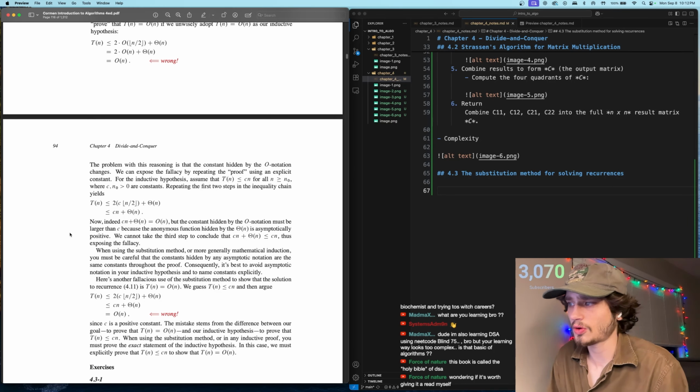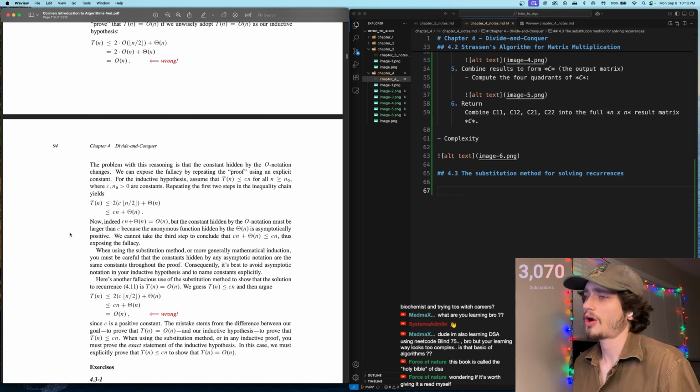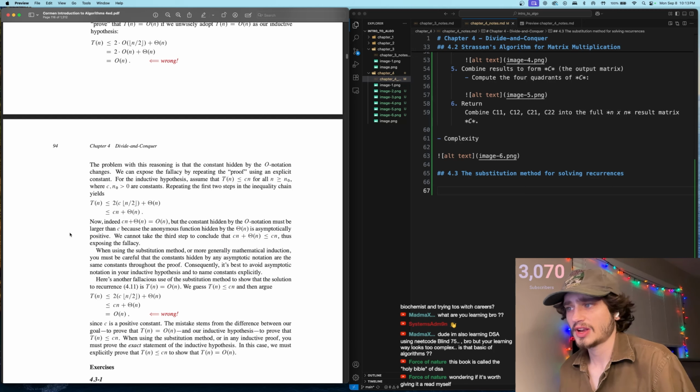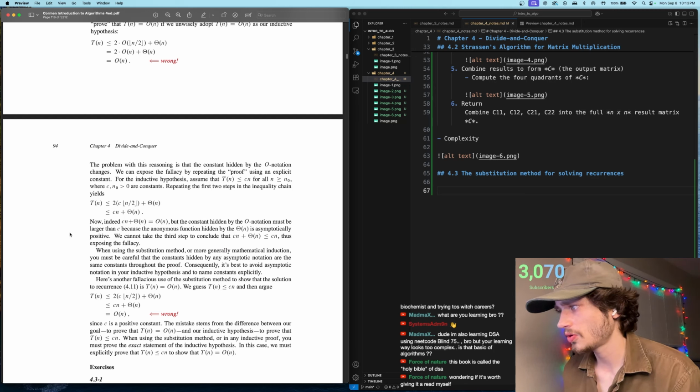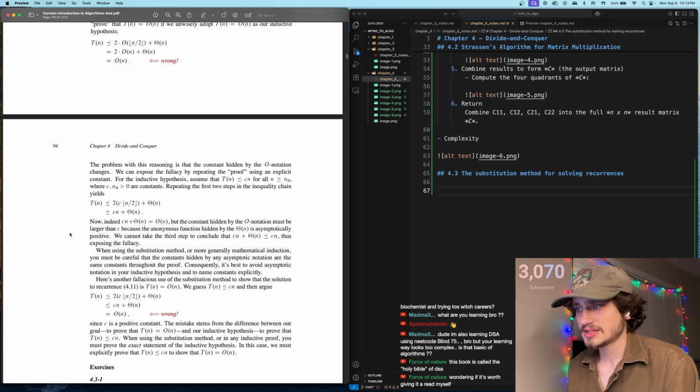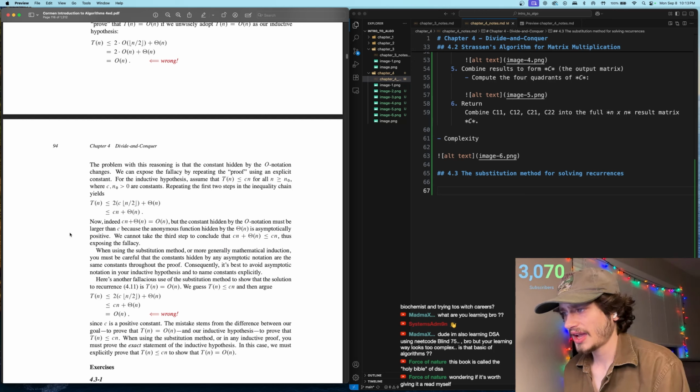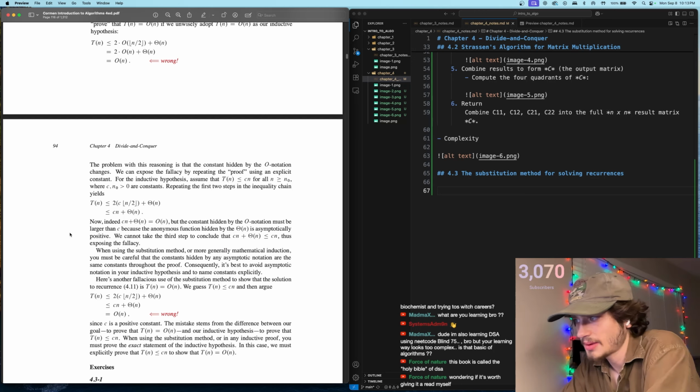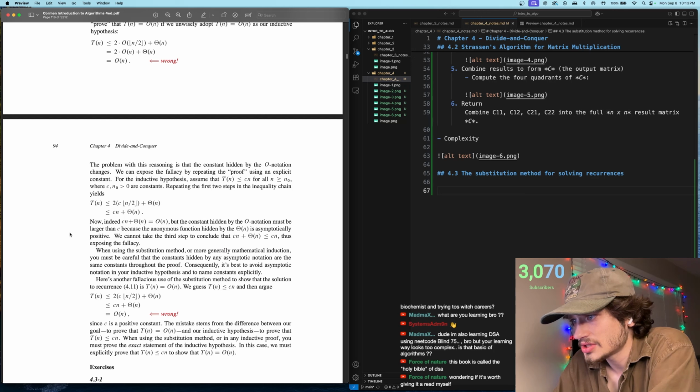When using the substitution method, or more generally, mathematical induction, you must be careful that the constants hidden by the asymptotic notation are the same constants throughout the proof. Consequently, it's best to avoid asymptotic notation in your inductive hypothesis and to name constants explicitly. Here's another fallacious use of the substitution method to show that the solution to recurrence 4.11 is T(n) = O(n). We guess T(n) ≤ cn, and then argue that the recurrence T(n) ≤ 2c⌊n/2⌋ + Θ(n), which is ≤ cn + Θ(n), which is O(n).